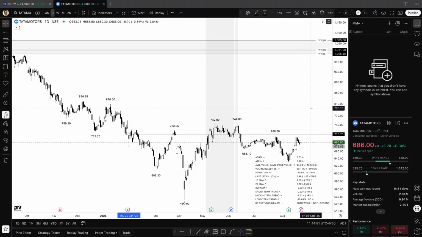Okay, so please understand the importance of the VIV zones.